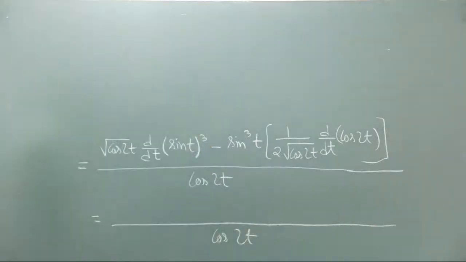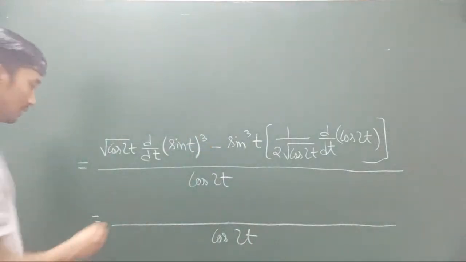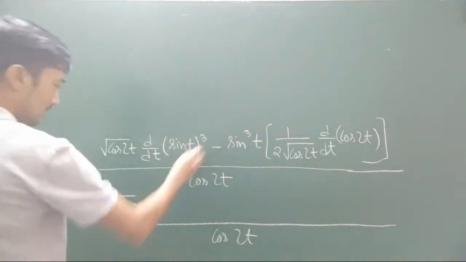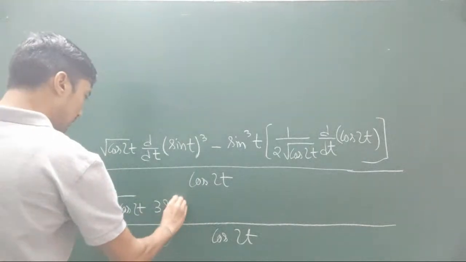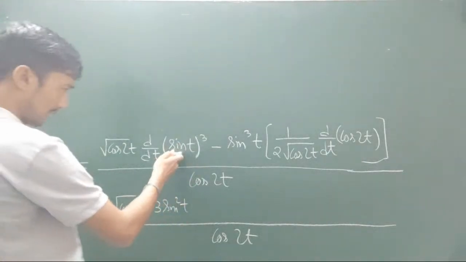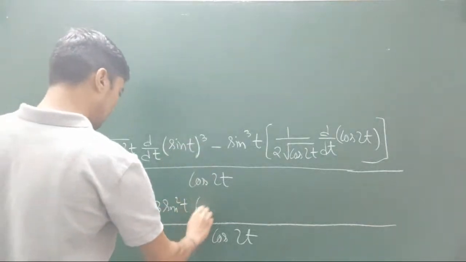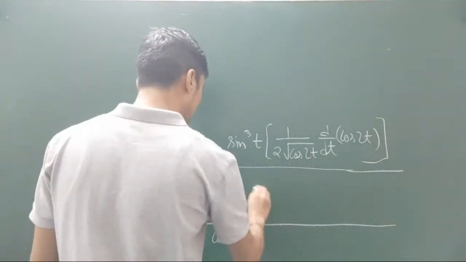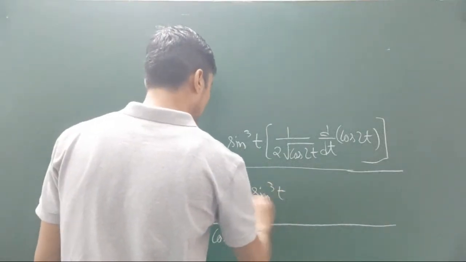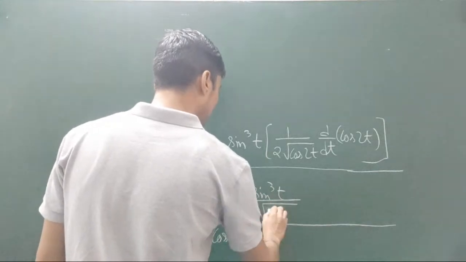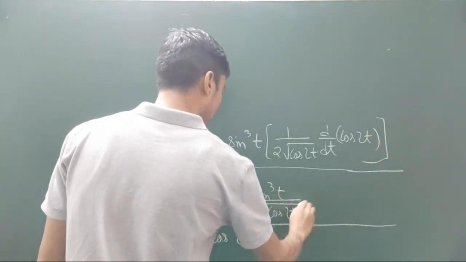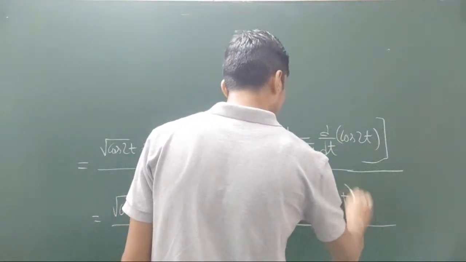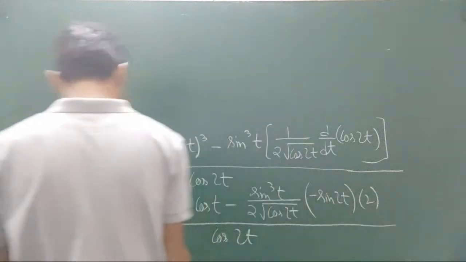Cos 2t, this will be root over of cos 2t, this will be sine square t, then chain rule, derivative of sine t would be cos t. Let me just combine so that it will shorten a little bit. Sine cube t divided by 2 root over of cos 2t. Differentiation of cos 2t would be minus sine 2t, again chain rule, divided into 2.